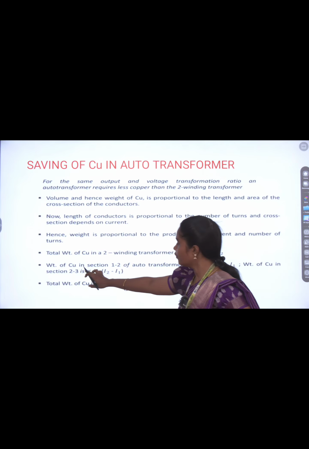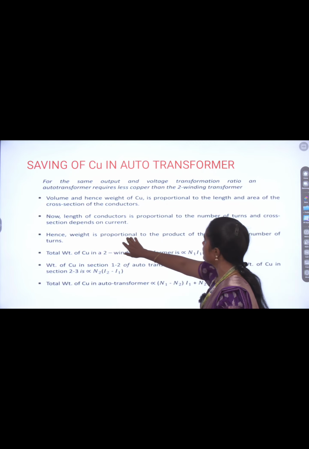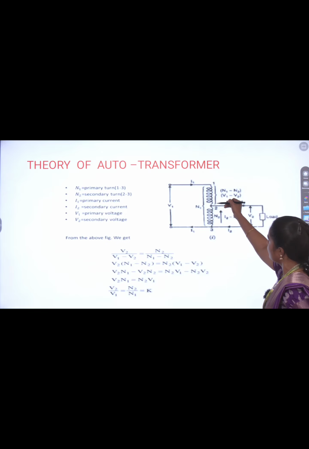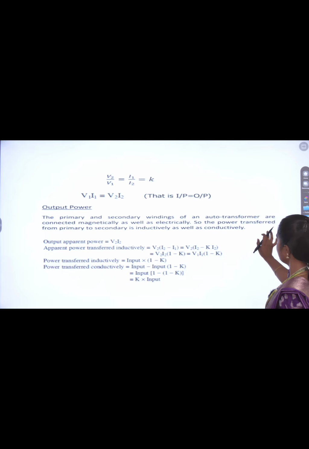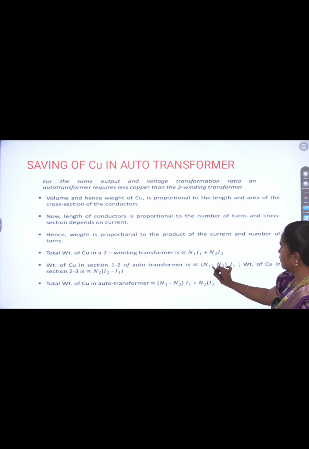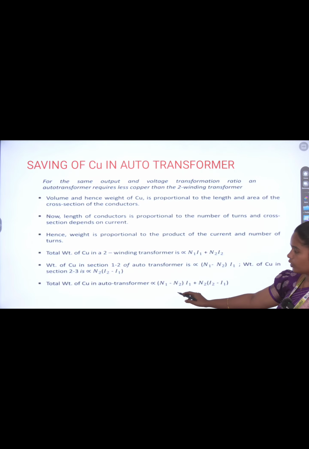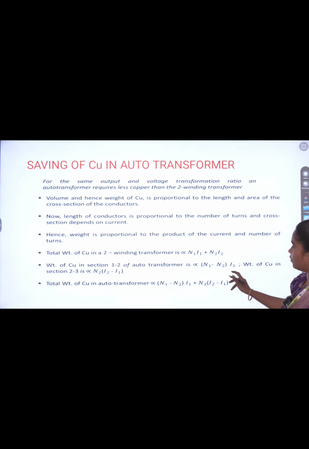And next one is the weight of copper in the auto transformer. In an auto transformer, we have to separate the two sections. The first section is 1 and 2 and the second section is 2 and 3. So we have to write the equation for weight of copper in auto transformer. First section 1 and 2 is directly proportional to N1 minus N2 into I1, and the second, the 2 and 3 section, N2 into I2 minus I1. So the total weight of copper in the auto transformer, adding the two sections, is N1 minus N2 into I1 plus N2 into I2 minus I1.